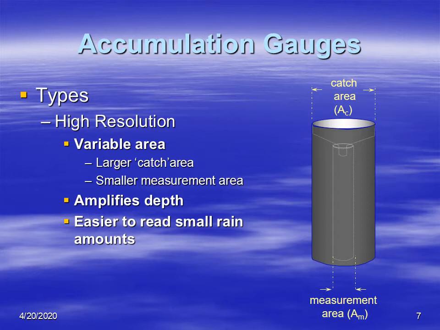The high resolution has a variable area. Variable area means that a funnel is usually employed. The bigger part of the funnel is called the catch area. That's the larger area. And the smaller part of the funnel is the measurement area. So what it does is it takes precipitation over a larger area and then funnels it down, which in effect amplifies the depth of precipitation, so it's easier to read smaller amounts. So if you get just a couple hundredths of an inch of precipitation, when you funnel it down into a smaller area, then you get a greater depth and you can estimate it a little bit easier.